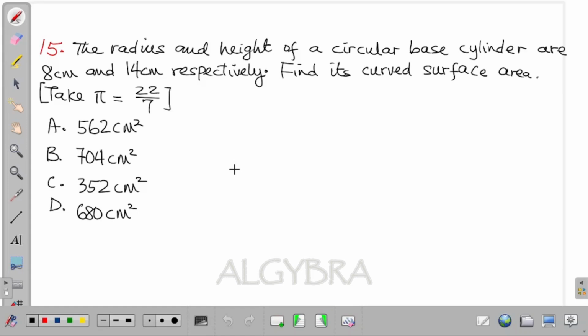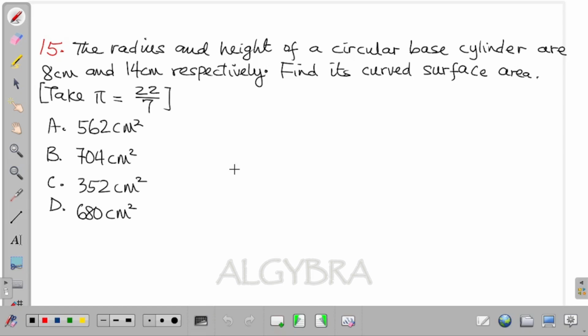So in today's video, we are going to walk through question 15 of the 2025 objective maths questions. We are going to solve this question. They said the radius and height of a circular base cylinder are 8 centimeter and 14 centimeter respectively. Find its curved surface area, taking pi as 22/7.